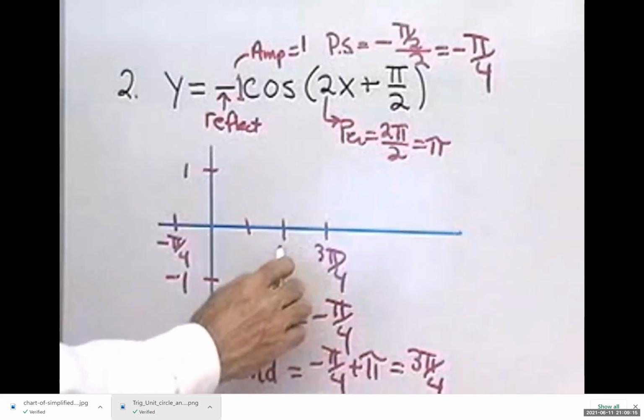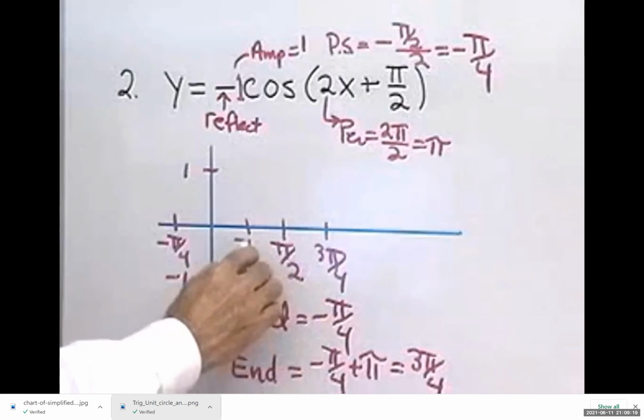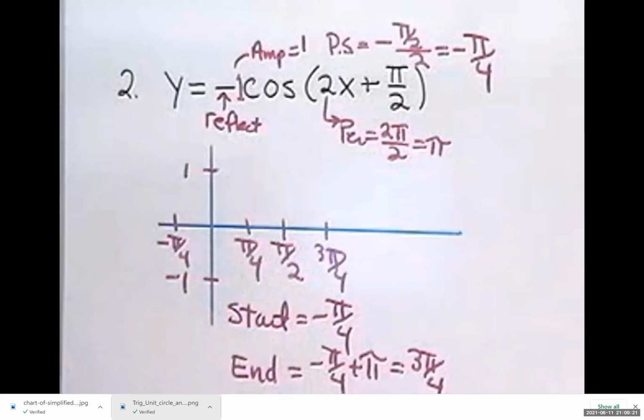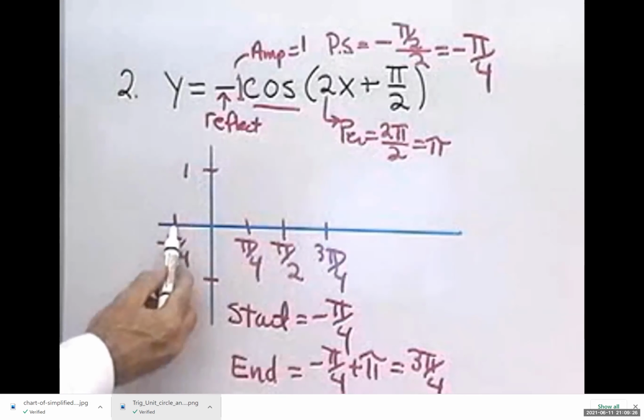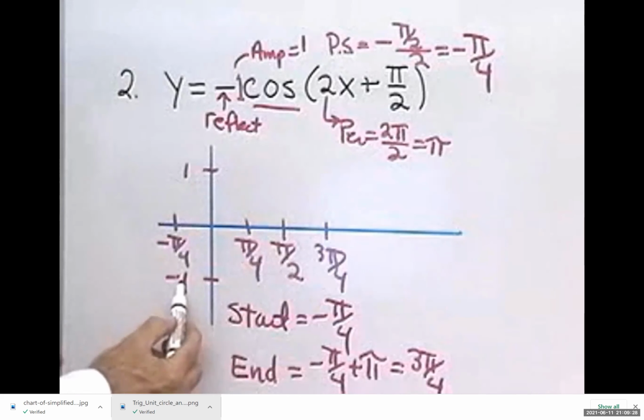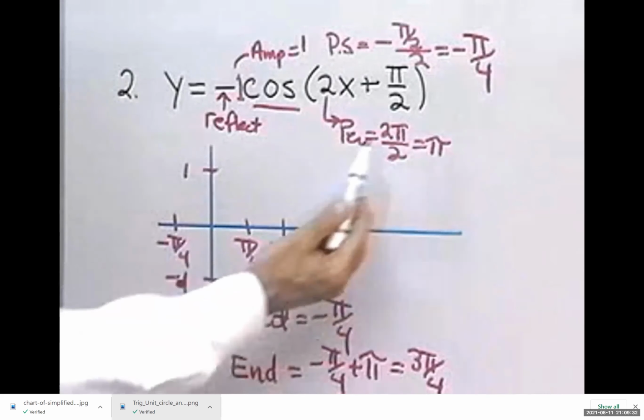So that's 3 pi over 4. This is 2 pi over 4, which is pi over 2. And this is just going to be pi over 4. So let's see. I have a cosine curve. It's reflected, so instead of starting at 1, it's going to start down here at negative 1. It's going to go through one complete cycle in pi units.